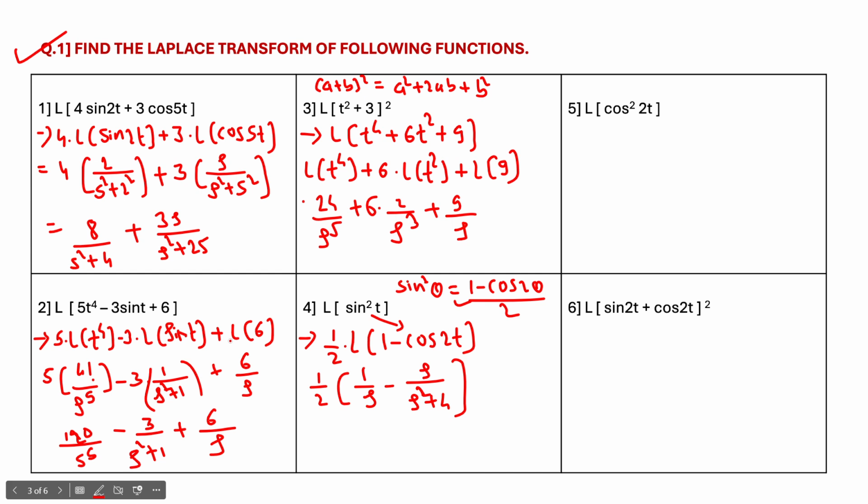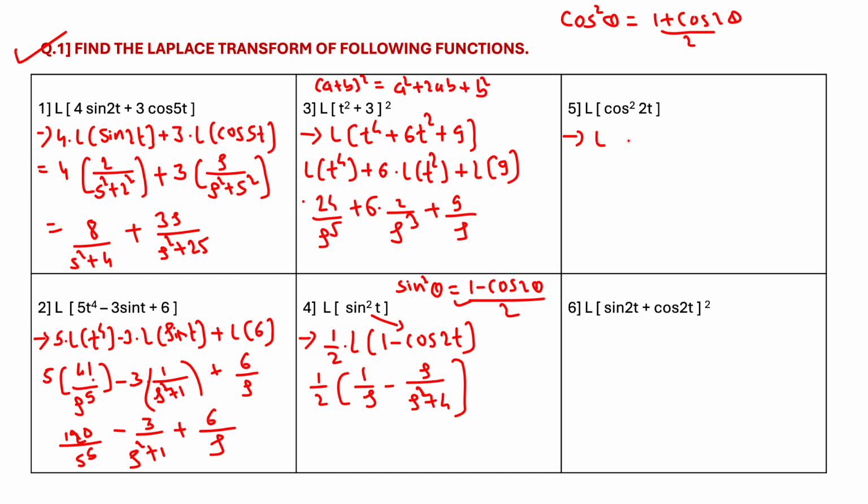Similarly, cos square 2t. Like sine square theta, we have a formula for cos square theta also, and the formula of cos square theta is the same: 1 plus cos 2 theta divided by 2, but in the cos square formula you have to take a plus sign between the two terms, and in the sine square formula you have to take a minus sign. Both formulas are the same, but the difference is only in the sign.